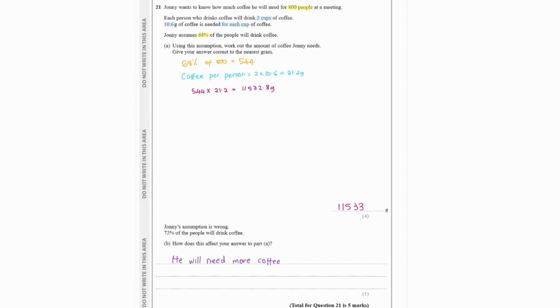Part A was a 4-mark question. The first mark would be given for finding out that 544 people drink coffee. The second mark for finding how much coffee is needed per person. The third mark for finding the total grams of coffee needed. And the fourth mark for correctly rounding it and getting a final answer of 11,533. And part B was a 1-mark question for saying that he would need more coffee.